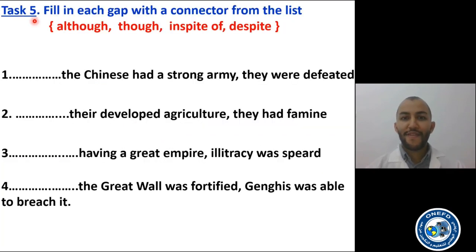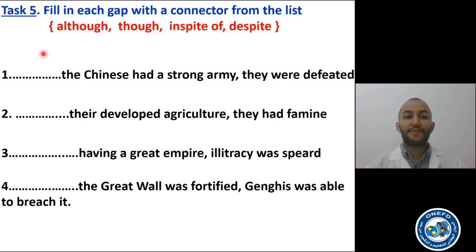Now let's move on. Task number 5. Fill in each gap with a connector from the list. So we have 4 connectors: although, though, in spite of, and despite. Okay, so you got to be careful here because the use is different. Remember, if you ever forget, you can go back to the prior slide.